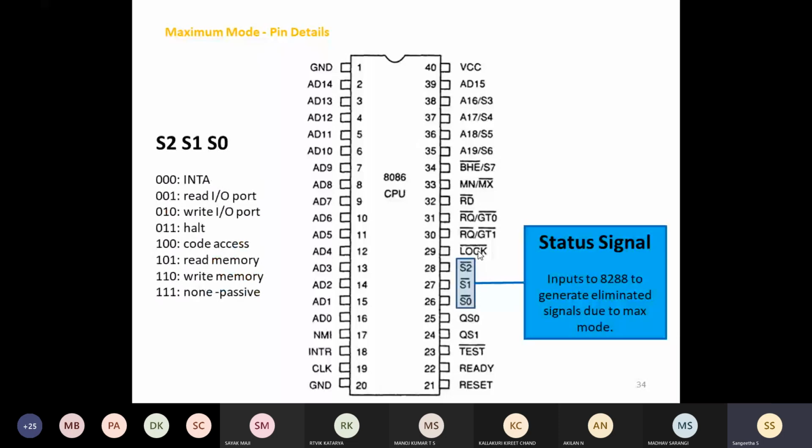When it is 000, it indicates interrupt acknowledgement. 001 means read IO port. 010 means write IO port. Like that, you have 8 combinations for these status lines, which indicate what operation is carried out by the processor.